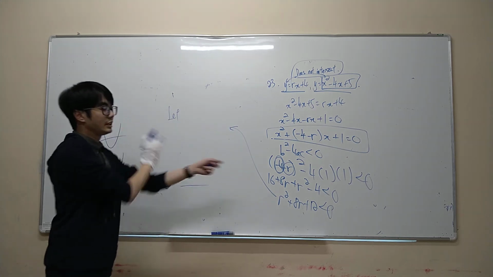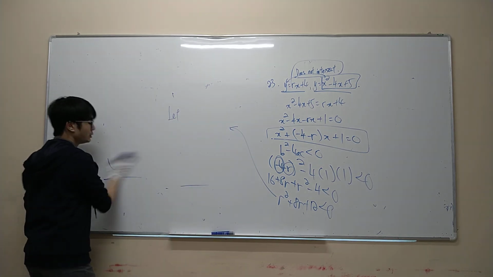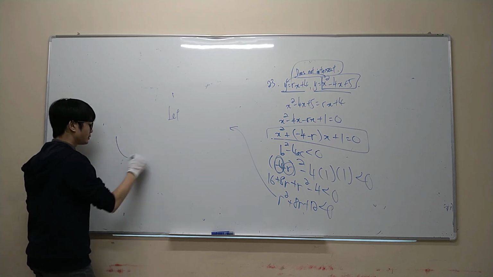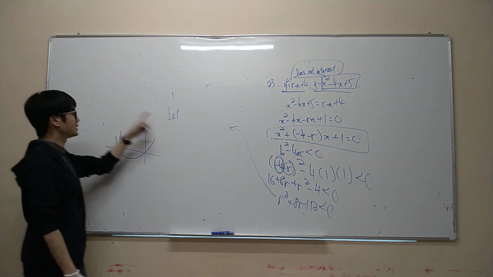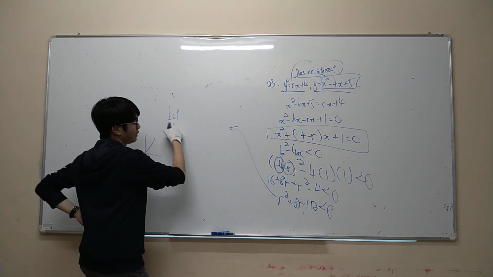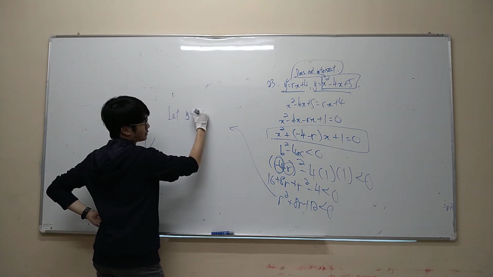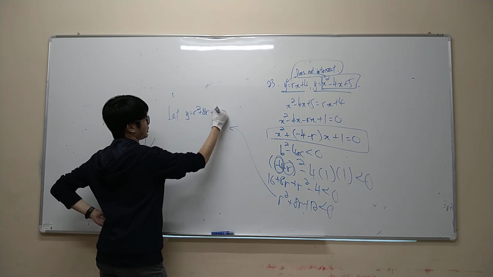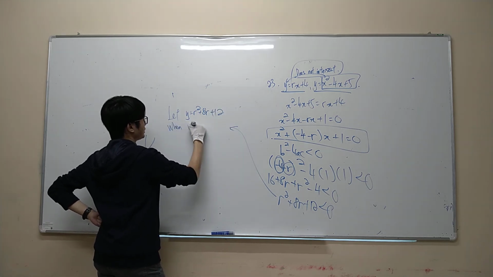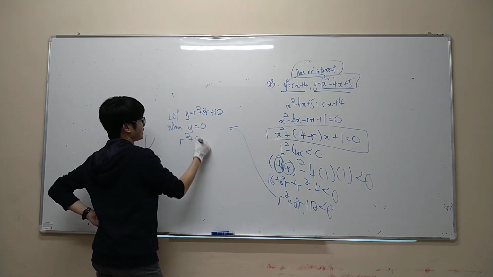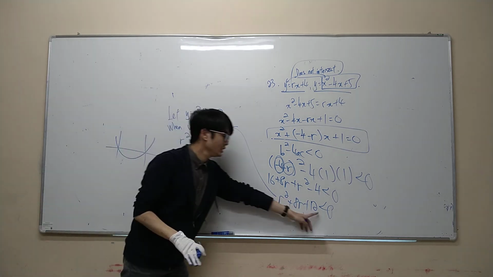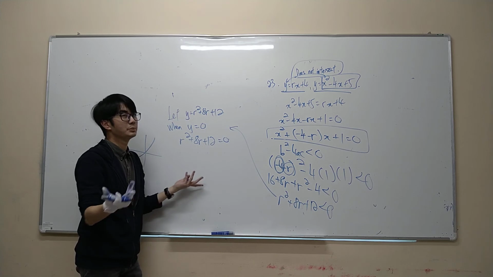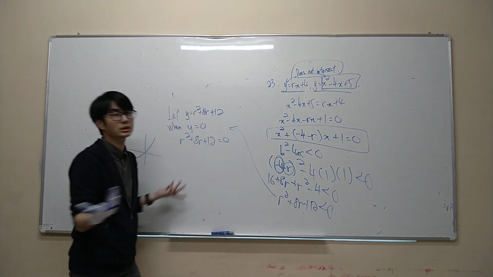Because this is a quadratic inequality, you have to sketch, right? And you have to mark it, right? And when you mark it, you have to look at the line before. So let y equal r squared plus 8r plus 12. Then when y equals 0, r squared plus 8r plus 12 equals 0. All I'm doing is just changing the inequality sign to equal. That's all I'm doing.